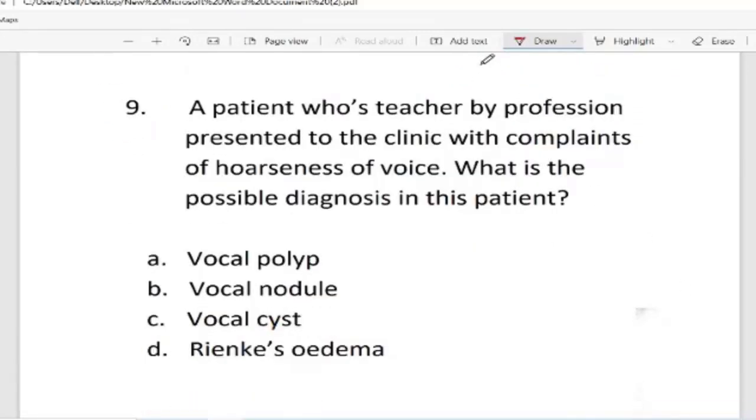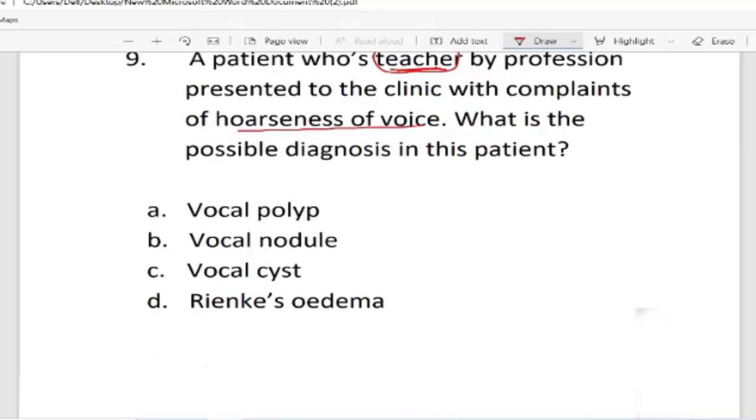Next question. A patient who is a teacher by profession presented to the clinic with a complaint of hoarseness of voice. So a patient who is a teacher has hoarseness of voice. What is the possible diagnosis in this patient? Whenever words like teacher or singer come, and the patient has hoarseness of voice, always think of vocal nodules.